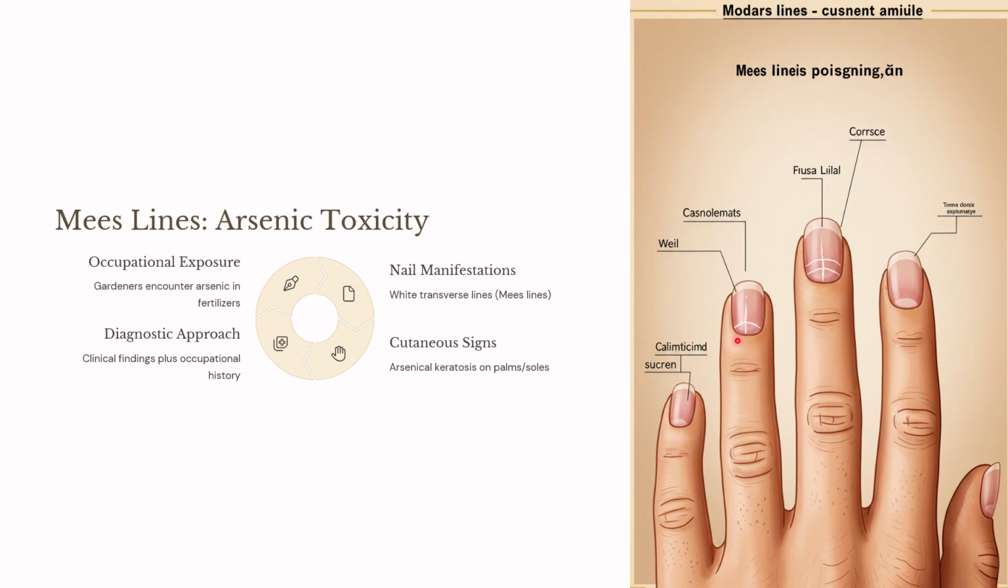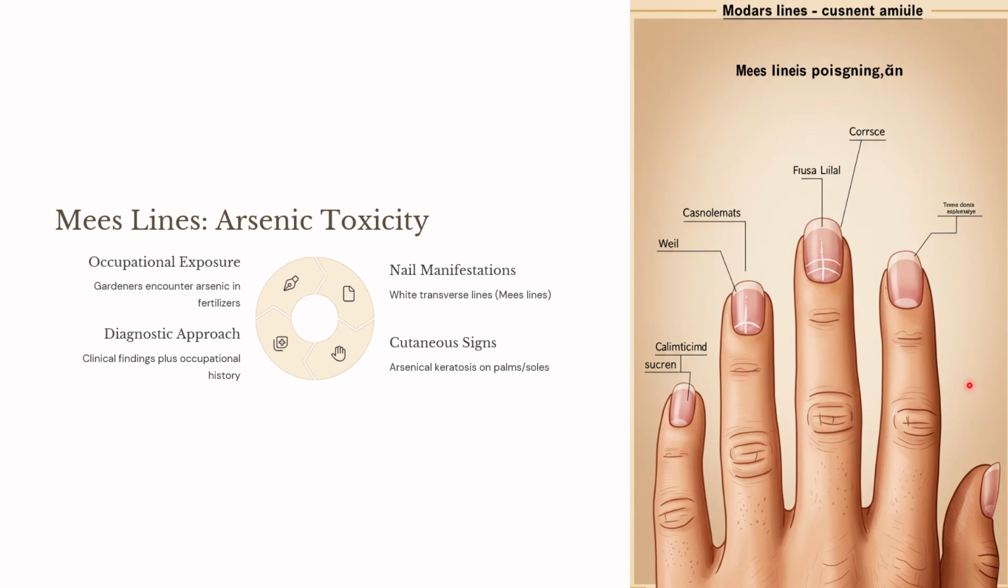Now they will be showing you a fingernail with arsenic lines, almost similar to it. Now you should know that arsenic is present in fertilizers. So farmers and gardeners who are exposed to the fertilizers will have arsenic lines. They will have white transverse lines or Mees lines. So how will this knowledge be tested? They will give you a question like a middle-aged man who is a gardener, and they will show you a picture and ask, this is due to what type of toxicity?